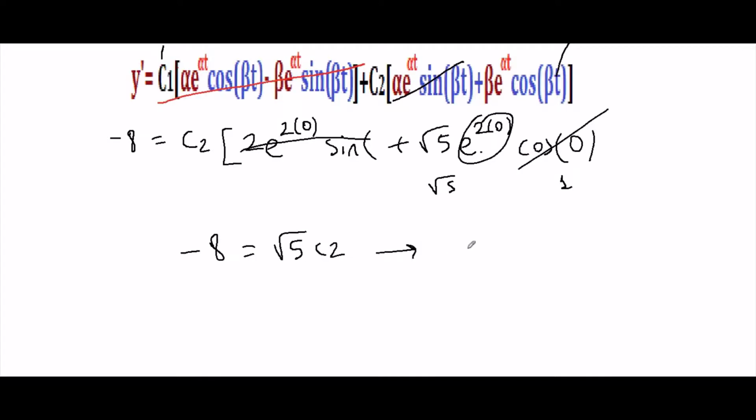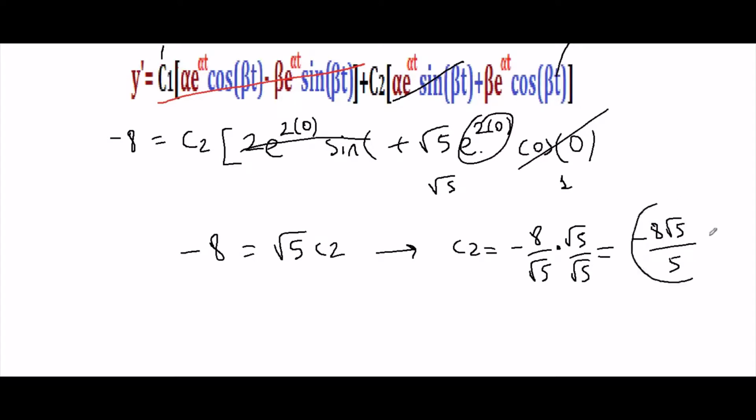From here, our c2 is equal to negative 8 over root 5. We can rationalize this by multiplying both top and bottom by the square root of 5. So we obtain negative 8 root 5 over 5. So this is our c2 value.